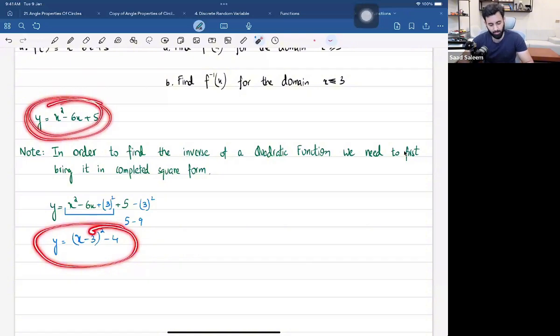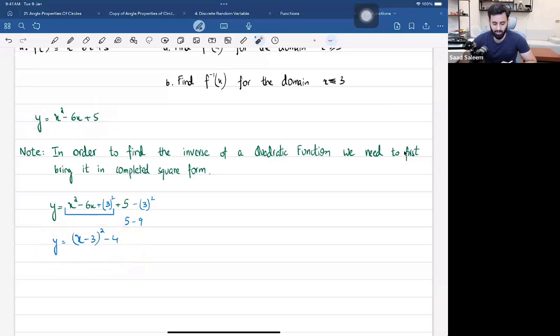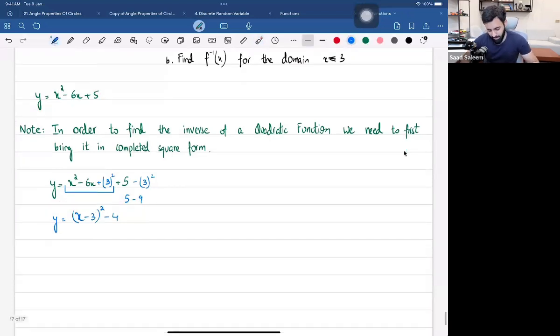Here, it's not even possible. Here, it is possible to make x the subject. Okay, so let's do that. Let's make x the subject step by step.